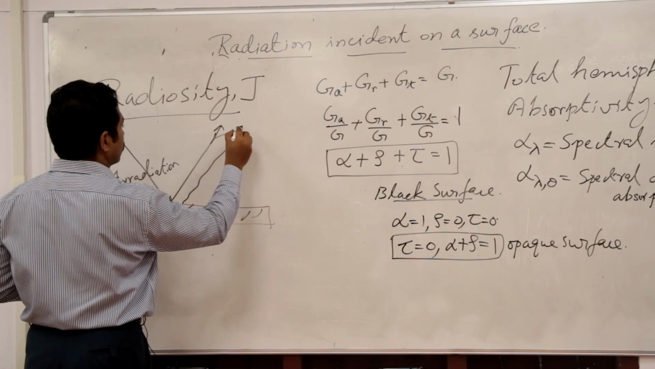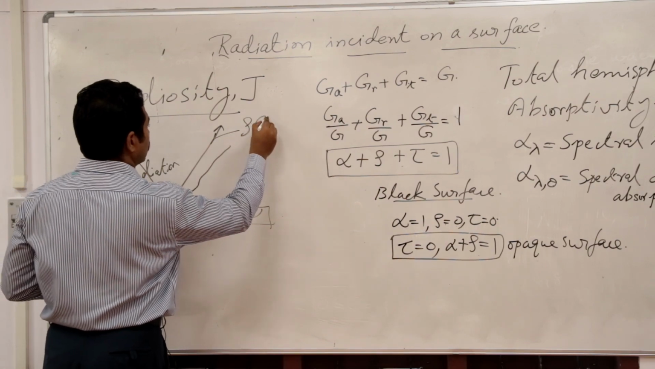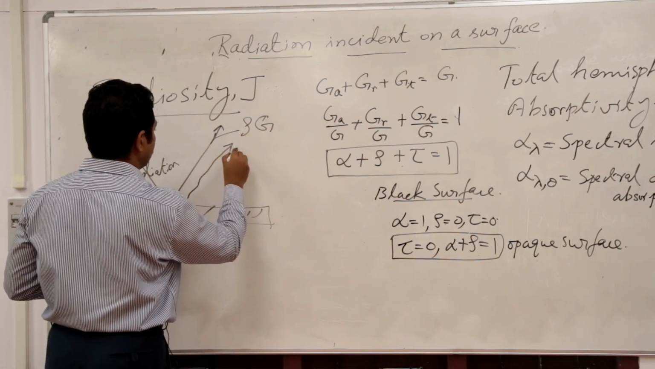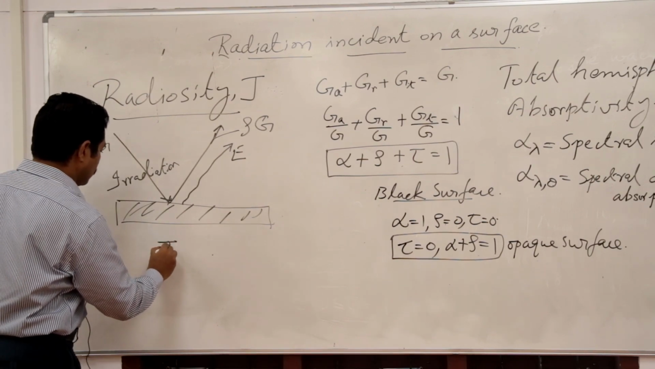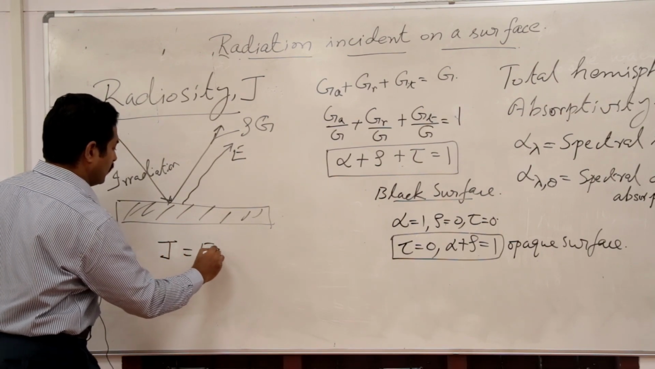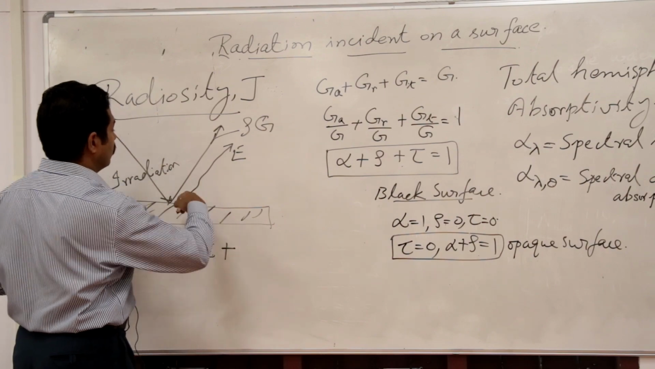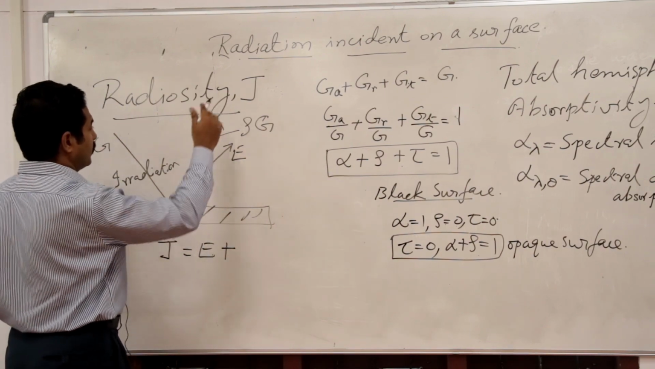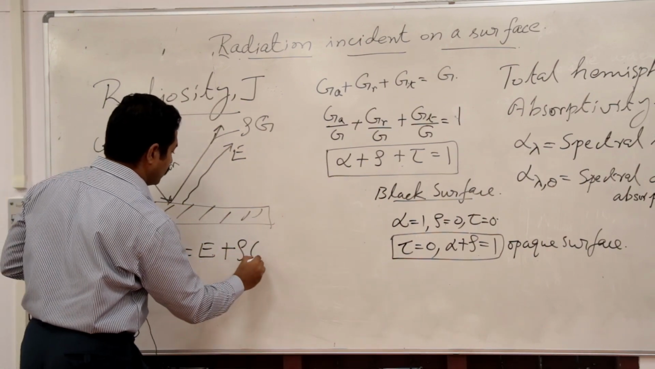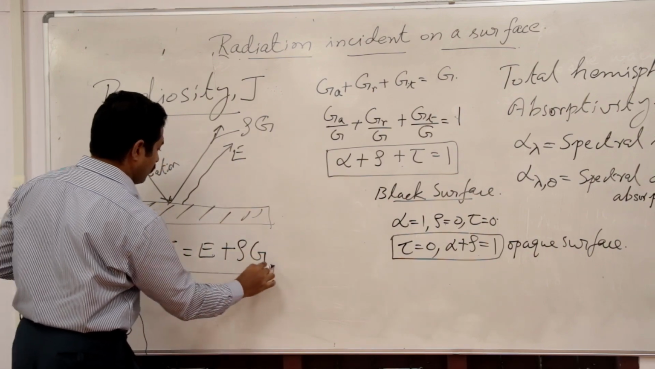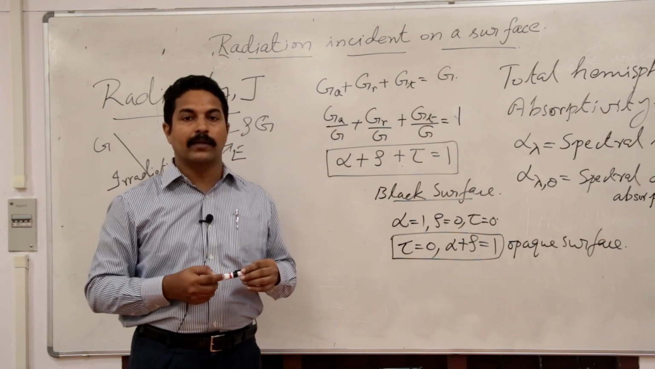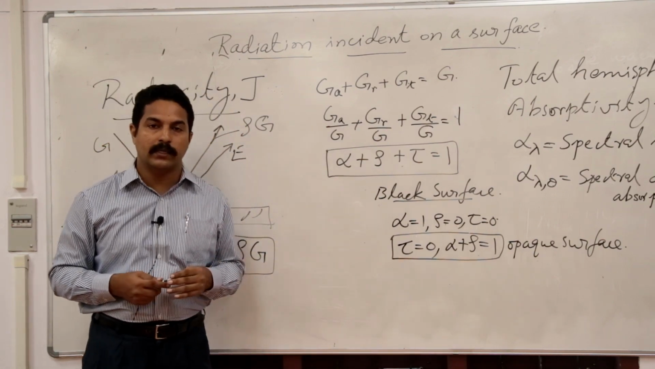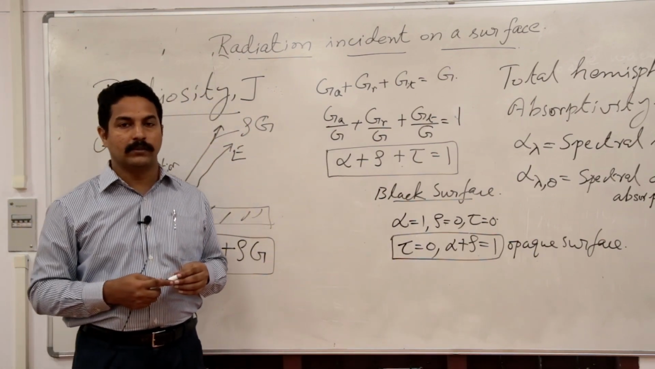This is reflected. It is rho into G is the reflected part, and this is the emission which is happening. So the radiosity J, I can write it as emission plus how much is reflected. The total energy which is leaving the surface per unit area, I can call the term radiosity.